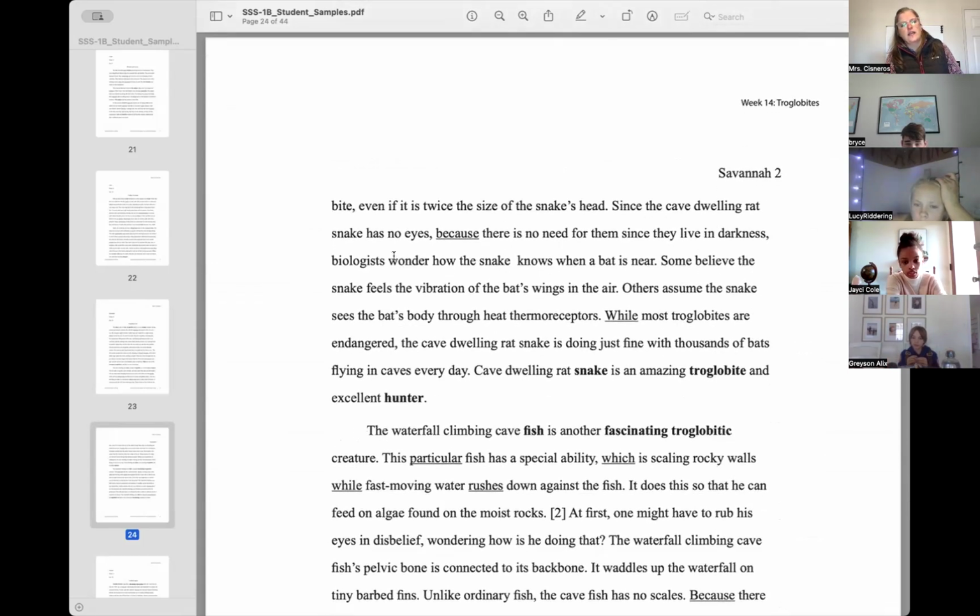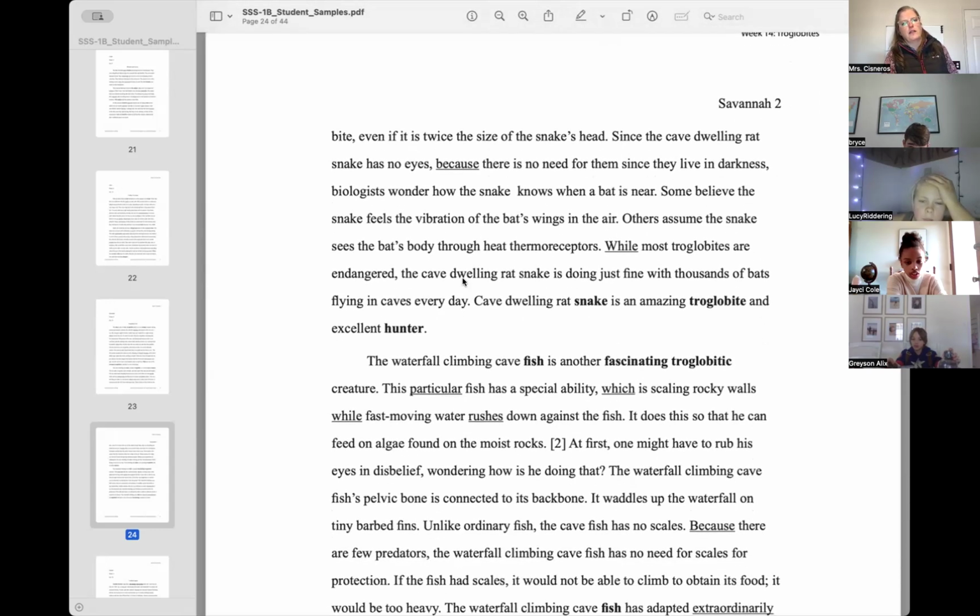Since the cave-dwelling rat snake has no eyes, because there is no need for them since they live in darkness, biologists wonder how the snake knows when a bat is near. Some believe the snake feels the vibrations of the bat's wings in the air. Others assume that the snake sees the bat's body through heat thermoreceptors. While most troglobites are endangered, the cave-dwelling rat snake is doing just fine, with thousands of bats flying in caves every day. The cave-dwelling rat snake is an amazing troglobite and an excellent hunter.